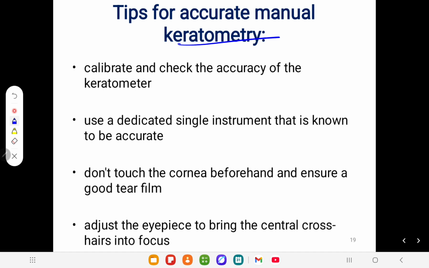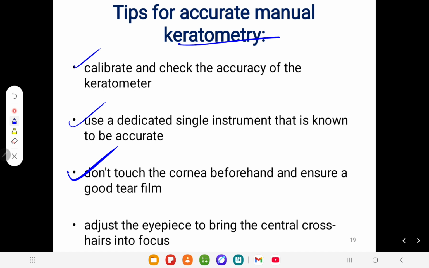This is a very good slide. I love it. So basically, what are the tips to do accurate manual keratometry? First, calibrate and check the accuracy of the keratometer. It's very important. Second, use a dedicated single instrument that is known to be accurate. Yes. Don't touch the cornea beforehand and ensure a good tear film.